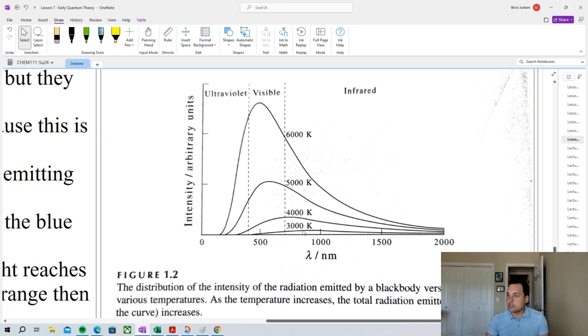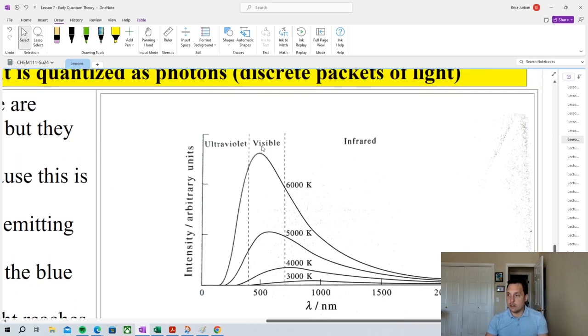As that object gets hotter and hotter, the maximum wavelength decreases. So we'll see that it goes from roughly 1,000 here to 750 to 600, and then roughly to 500. And if we were to get that object even hotter, it would shift more and more to the left. But at some point, it drops off quickly to zero.